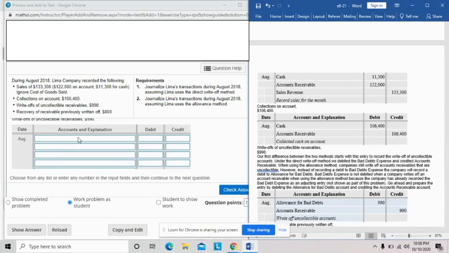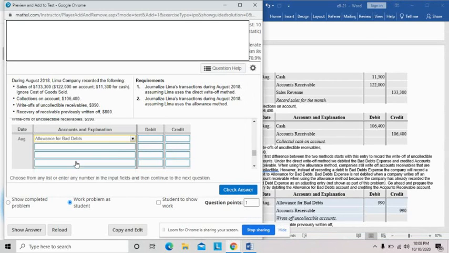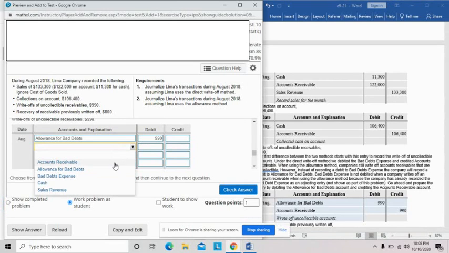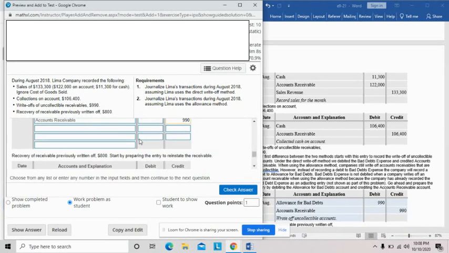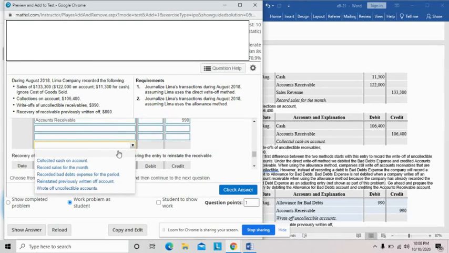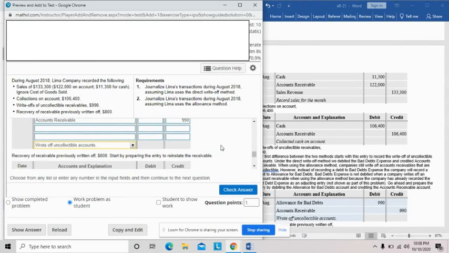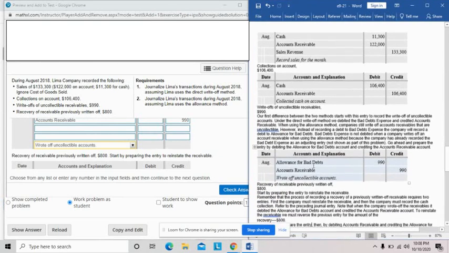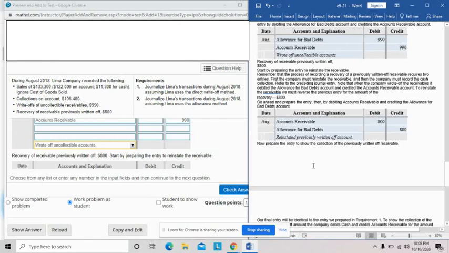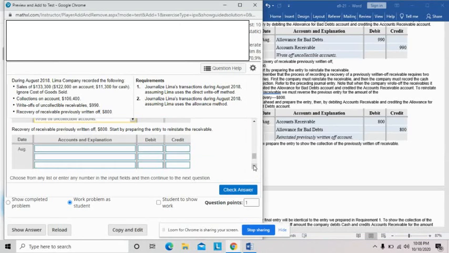So we have a debit in allowance for bad debts of 990, credit in accounts receivable of 990. And here we will be writing off uncollectible accounts. So now we have the recovery of receivable previously written off. So we look here at the amount of $800.